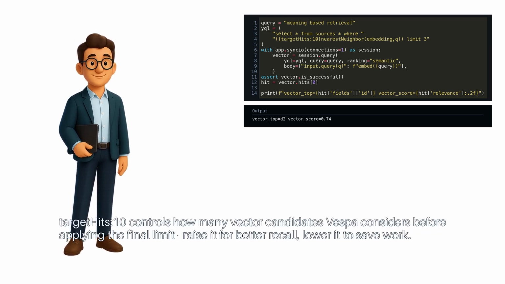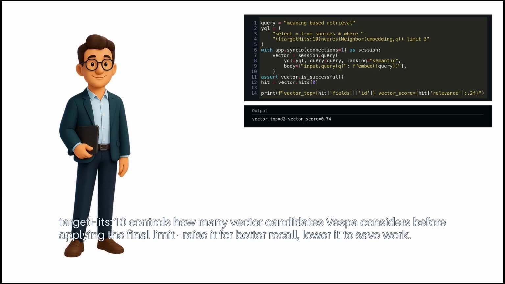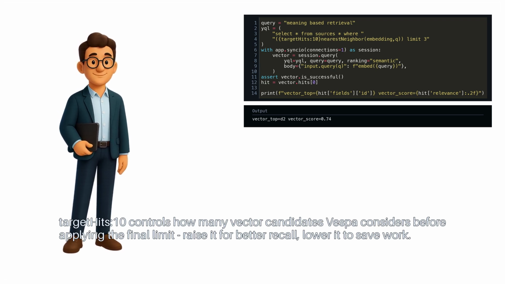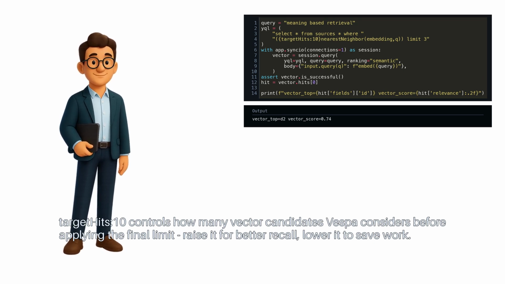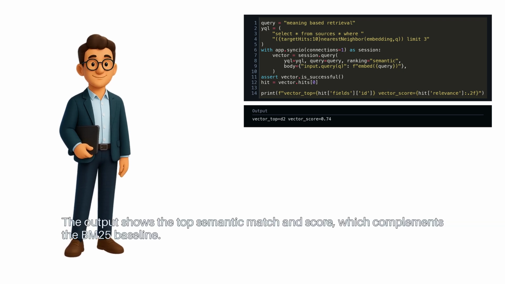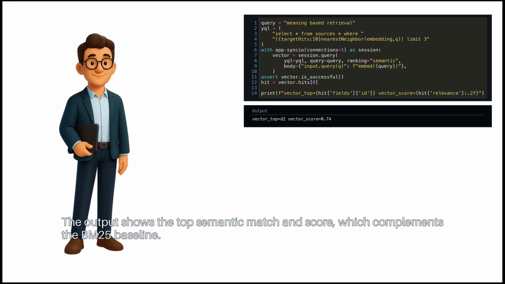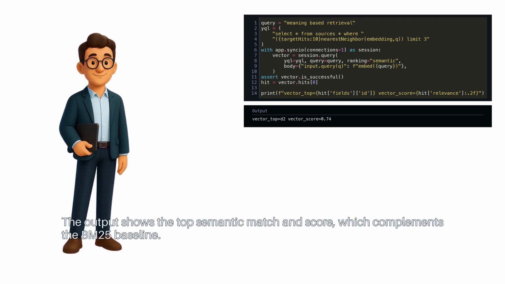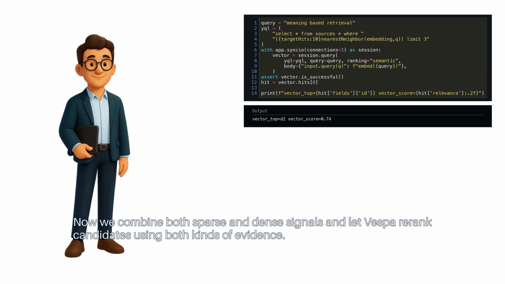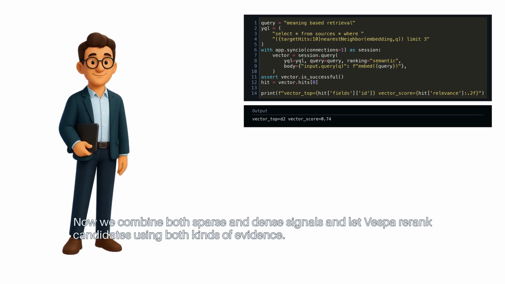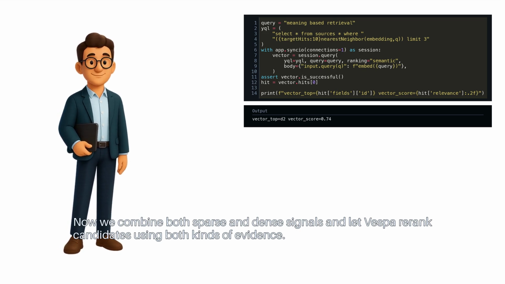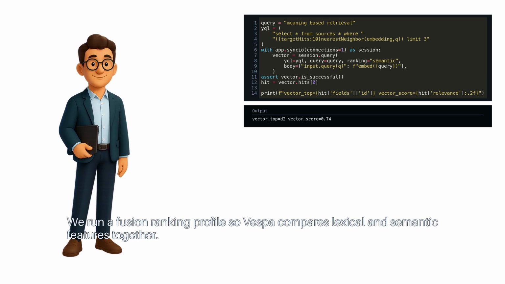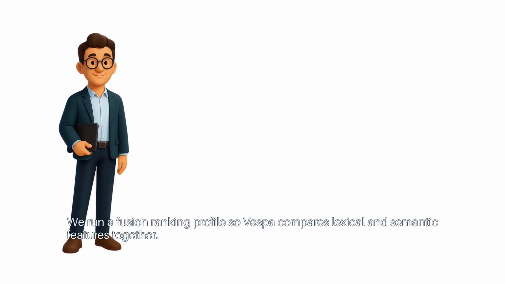Target hits 10 controls how many vector candidates Vespa considers before applying the final limit. Raise it for better recall, lower it to save work. The output shows the top semantic match and score, which complements the BM25 baseline. Now, we combine both sparse and dense signals and let Vespa re-rank candidates using both kinds of evidence. We run a fusion ranking profile so Vespa compares lexical and semantic features together.